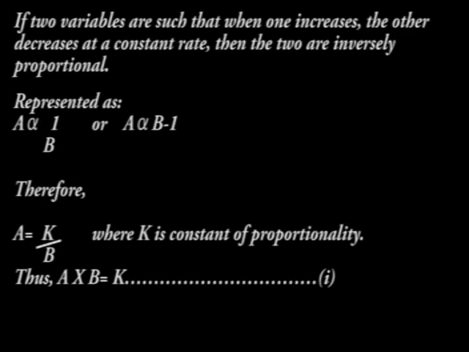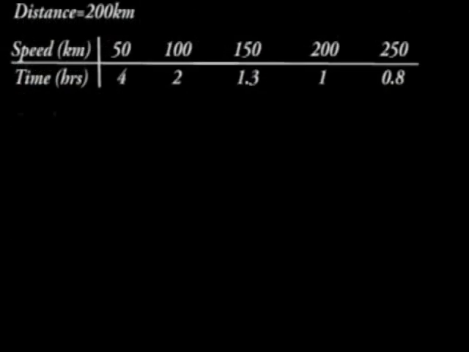A good example is speed and time. If the speed of a car increases, the car takes less time to complete a journey. That is, suppose the distance to be covered is 200 kilometers. We can represent this information as shown below.